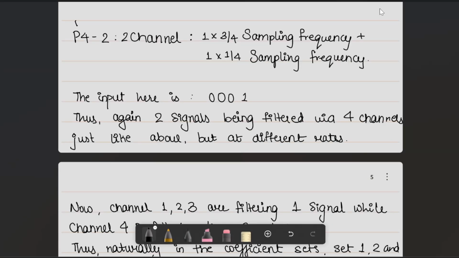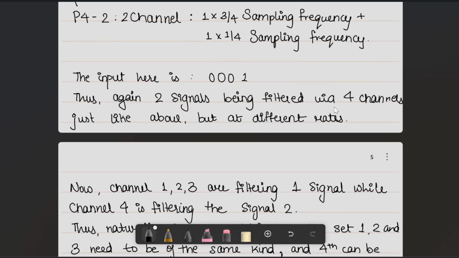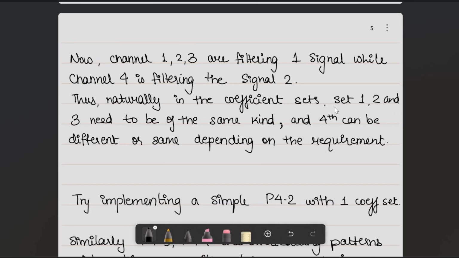Now let us look at sequence P42, where 2 channels are present, one working at fs 3 by 4 and the other working at fs by 4. Over here my input over 4 clock cycles would look like 0 0 0 and 1. Thus again 2 signals are being filtered via 4 channels just like above, but now they are being filtered at different rates. Now channel 1, 2 and 3 will be filtering the first signal and channel 4 will be filtering the second signal. Thus naturally coefficient sets need to correspond to the same pattern.